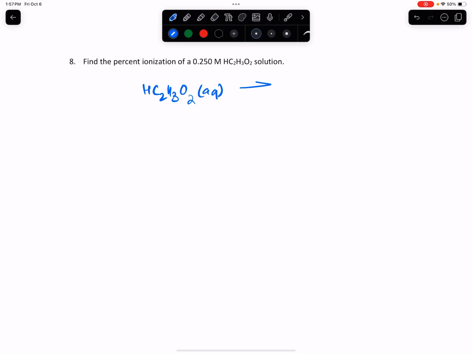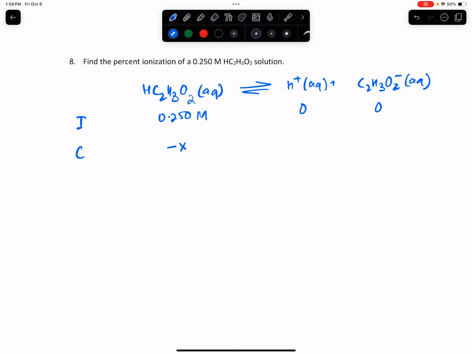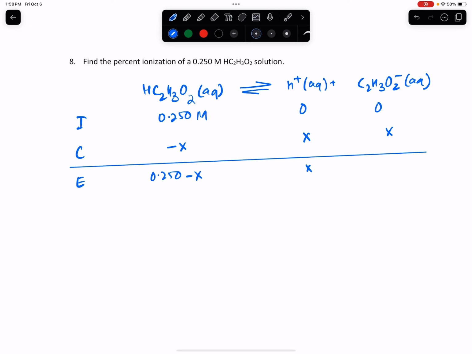Acetic acid aqueous ionizes to give us H+ aqueous plus C2H3O2- aqueous. Initially, what's given to us is 0.250 molar acetic acid, and we have 0 of H+ and 0 of C2H3O2-. The change is going to be minus X for the acid, and plus X for the products. At equilibrium, we're going to have 0.250 minus X, and X for H+ and X for C2H3O2-.